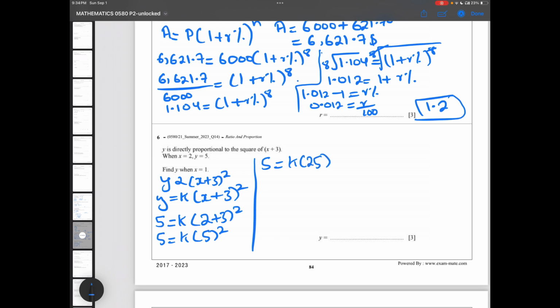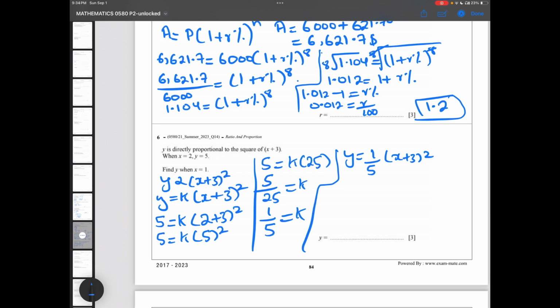Now 25 is being multiplied on the right hand side. When I move it to the left side of the equation, it will be divided with 5. 5 upon 25 is k. By simplifying 5 and 25, we get 1 upon 5 is equal to k. I've got the value for k now. Let's put it in our equation where y is equal to k multiplied with (x plus 3) whole square. I will put the value of k, that's 1 upon 5, into (x plus 3) whole square.